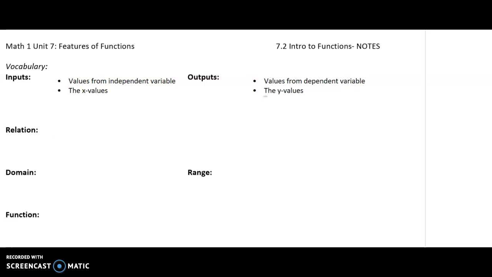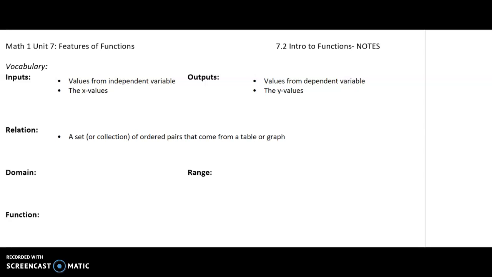Relation is a set or collection of ordered pairs that come from a table or graph. So again, a relation is a set or collection of ordered pairs that come from a table or graph.